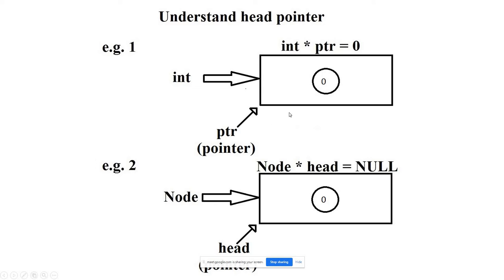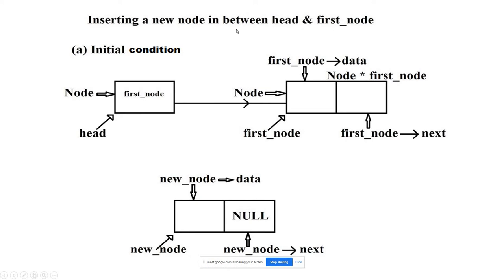Now the head pointer is nothing but, it is like 0, null. So you create a null. Just to give an example, if it was an integer pointer, how do you initialize it? ptr is equal to 0, that is called integer star ptr is equal to null, that is 0. The same way you can take a node star head is equal to null, so that you can create a null pointer pointing to null.